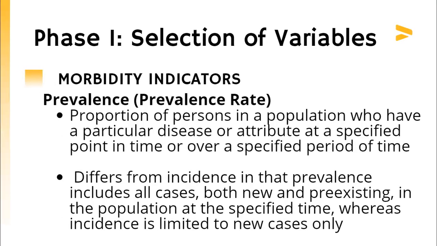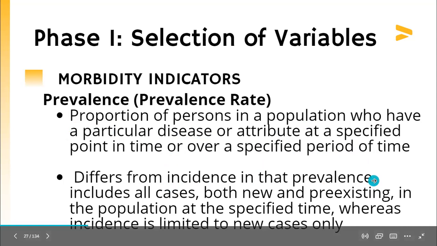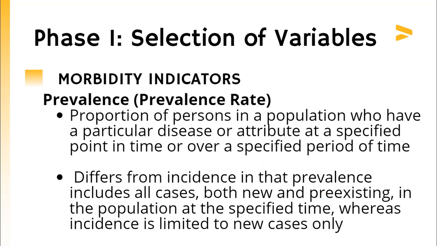So another morbidity indicator is what we call prevalence, also known as prevalence rate. Again, this is the proportion of persons in a population who have a particular disease or attribute at a specified point in time or over a specified period of time. This differs from incidence in that prevalence includes all cases, both new and pre-existing, whereas incidence is limited only to the number of new cases.